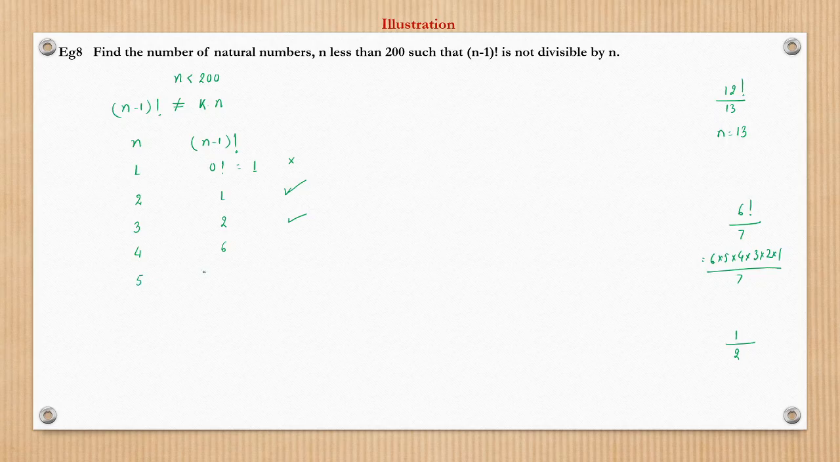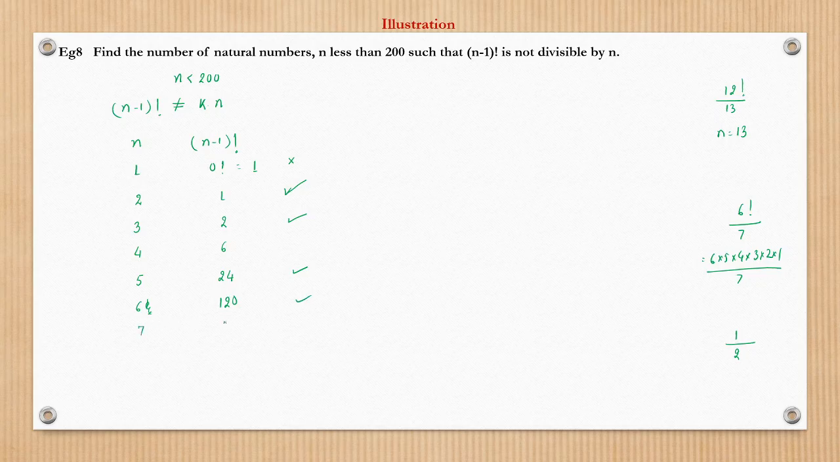Now I take 5. For 5, here it will be 4 factorial, which is 24. Now 6 factorial is nothing but 5 factorial by 6. So for 6, here it will be 6 minus 1, 5 factorial, which is 120. So 120 is divisible by 6, right?